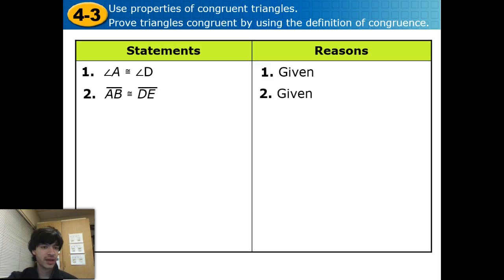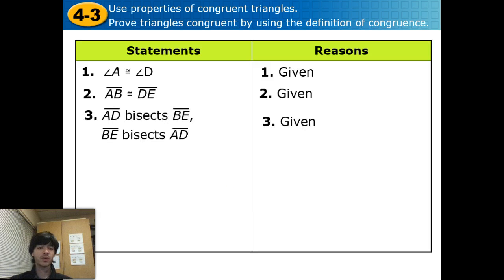Next, we also know that AB is congruent to DE. Lastly, we're given that AD bisects BE and BE bisects AD. Okay? So first, let's start with the angles because the angles are easier. So we have angle A is congruent to angle D.